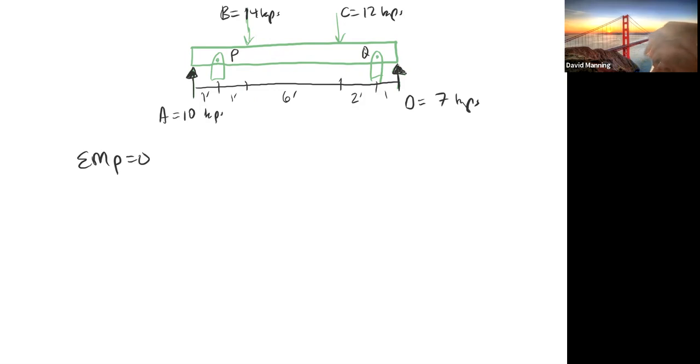We'll start at A and move to D. So A, that's rotating it clockwise. That's -10 times 1. At B, that's rotating it clockwise as well. So that's another subtraction. They're both spinning it clockwise. -14 times 1. C is 7 away from P. So that's -12 times 7. And D is the only one rotating counterclockwise.